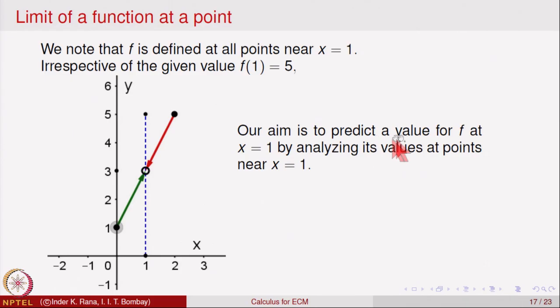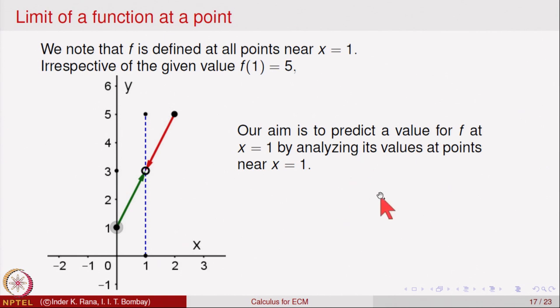What we are going to do is look at the values of the function at all points near 1, and try to say what could be a suitable value of the function at this point x equal to 1. So, our aim is to predict a value for the function f at x equal to 1 by analyzing its values at all points near x equal to 1.